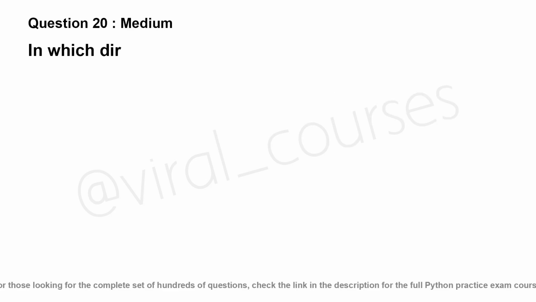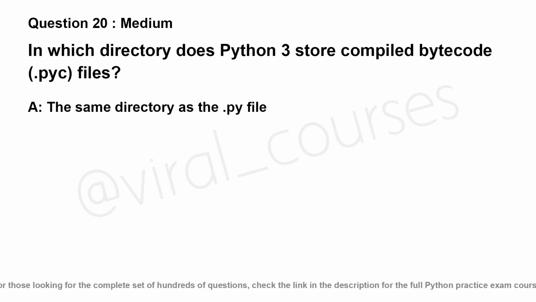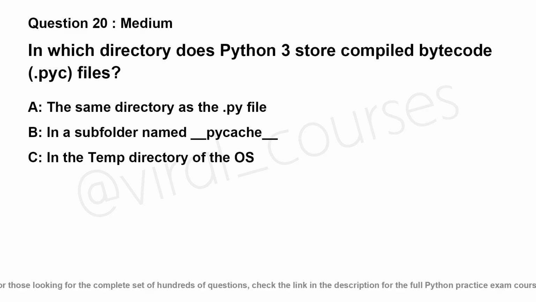In which directory does Python 3 store compiled bytecode .pyc files? Option A. The same directory as the .py file. Option B. In a subfolder named __pycache__. Option C. In the temp directory of the OS. Option D. In the Python bin cache folder.